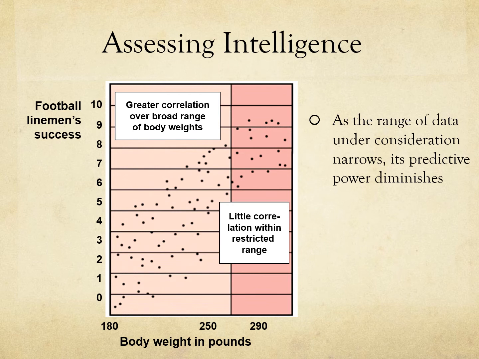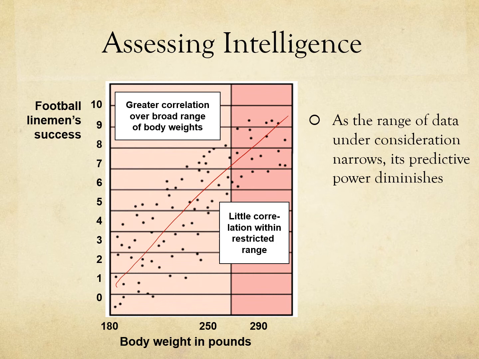So assessing intelligence, here's just a little diagram. As the range of data under consideration narrows, its predictive power diminishes. So it's saying you want to look at a lot of data, the greater correlation over a broad range. This is football lineman success with body weight in pounds. As you can tell, the more you weigh, typically the more success you tend to have.